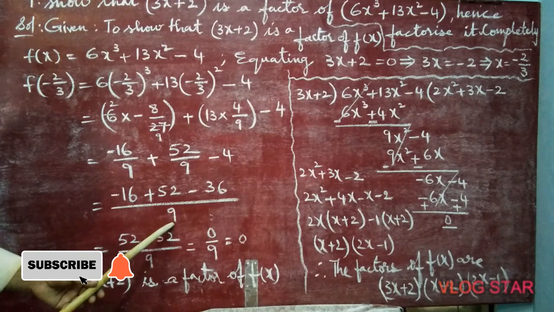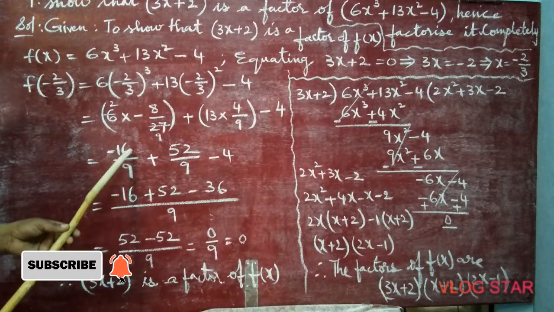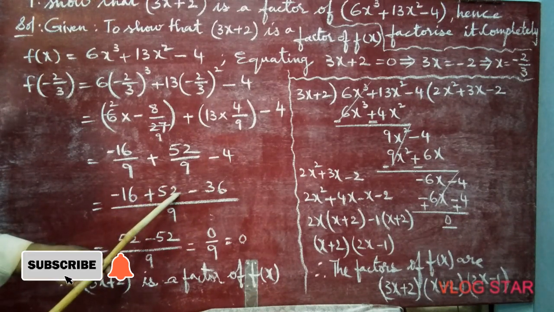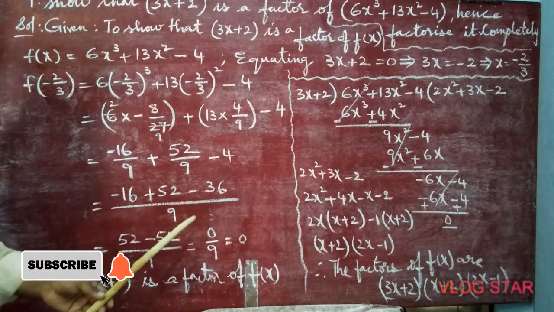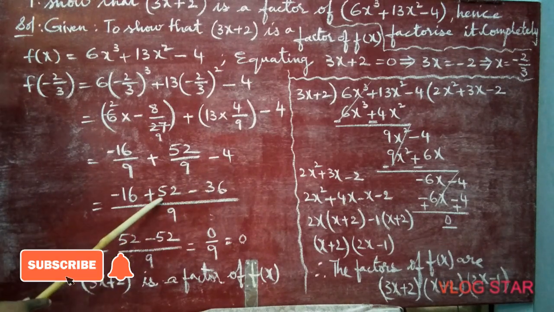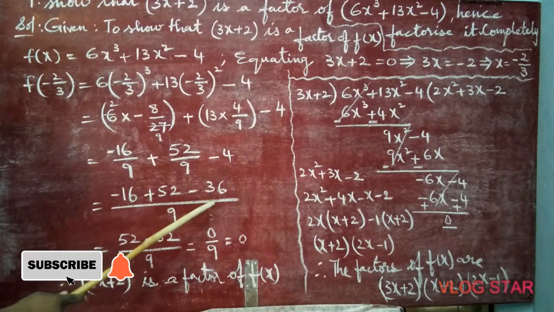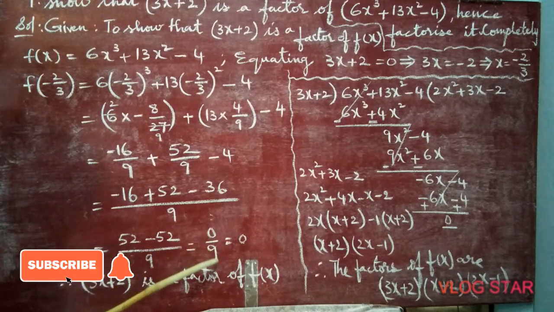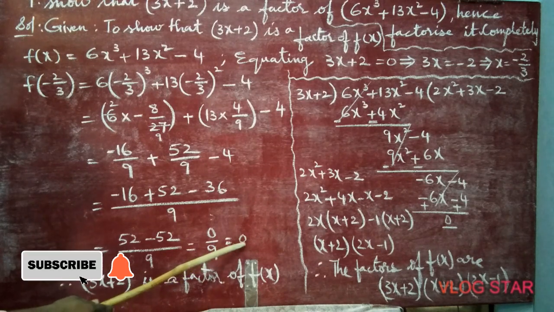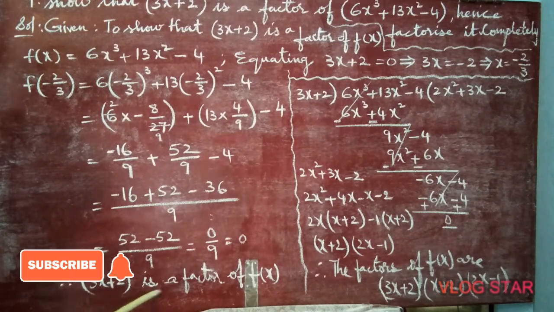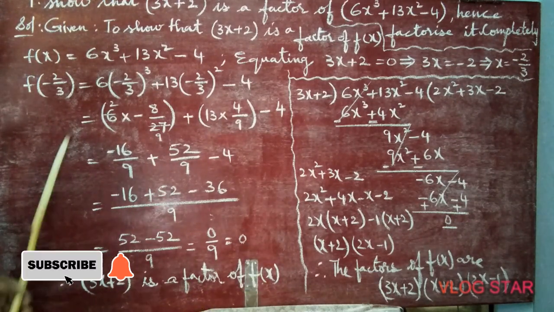Here 9 will be the LCM. 9 goes in 9 one time, so minus 16 plus, again 9 goes in 9 one time, so 52. Here in the denominator 1 is there, 1 goes in 9 times: 9 4s are 36. Plus 52 minus 16 minus 36 minus 52. 52 minus 52 is equal to 0 by 9. So 9 goes in 0, 0 times. When we get 0, then it will be a factor. Therefore, 3x plus 2 is a factor of f of x.